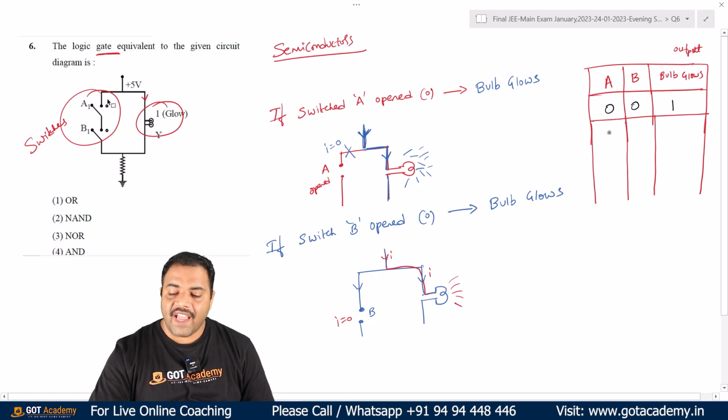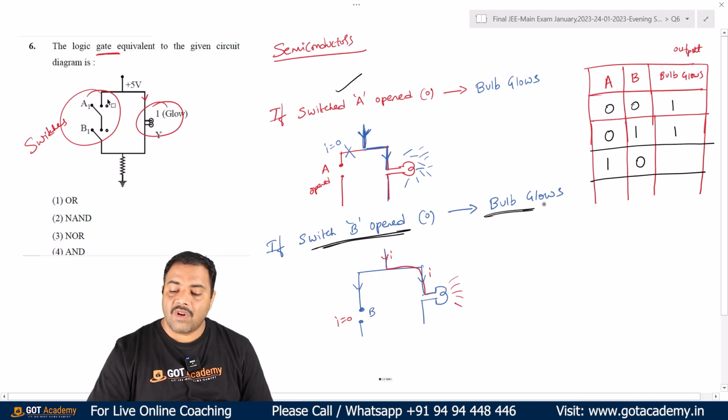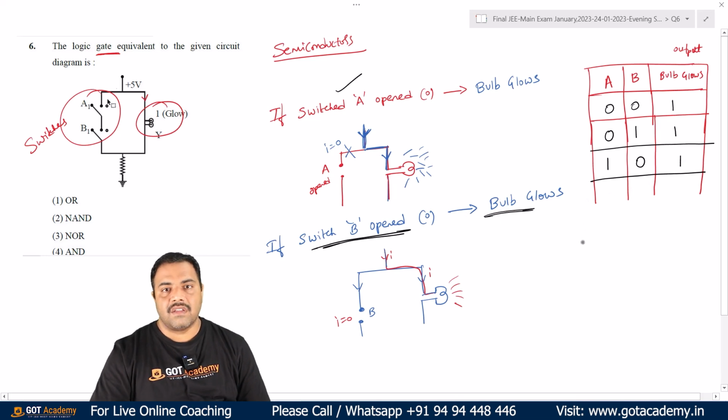Now, if A is open, in the sense 0, and B is closed, assume switch B is closed. So then also what happens? If A is open, I told you that the bulb glows. Now, if B is open and A is closed, then also what happens? The bulb is glowing, so the output is 1, like this.